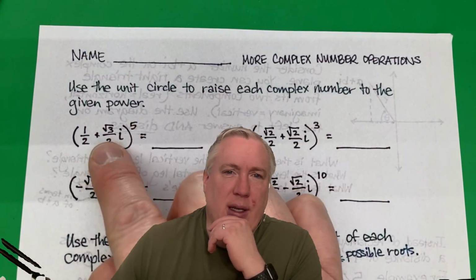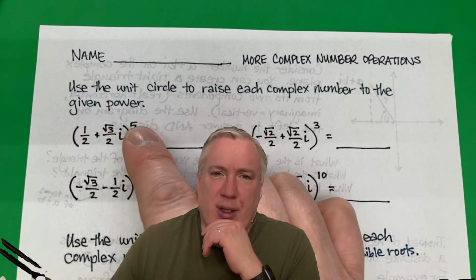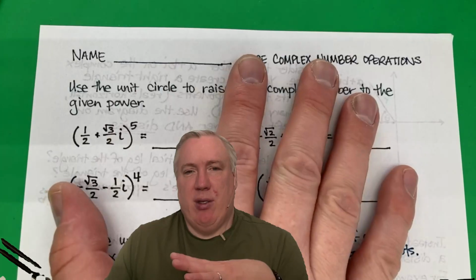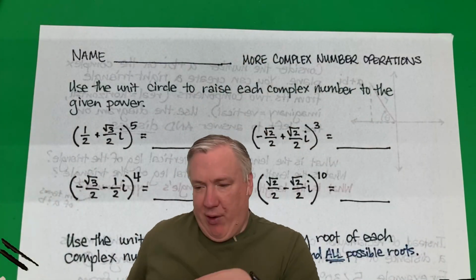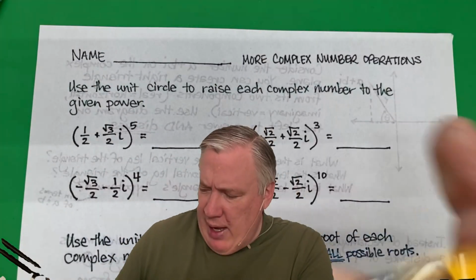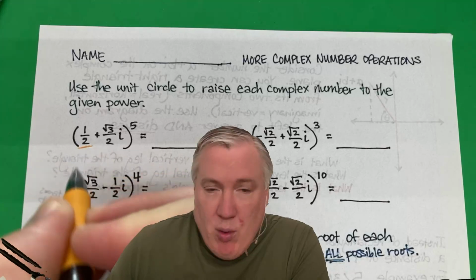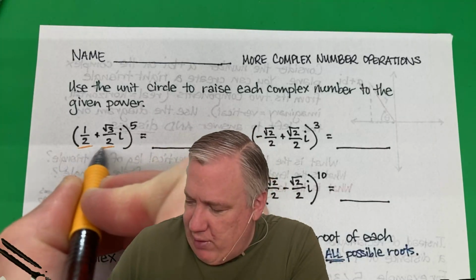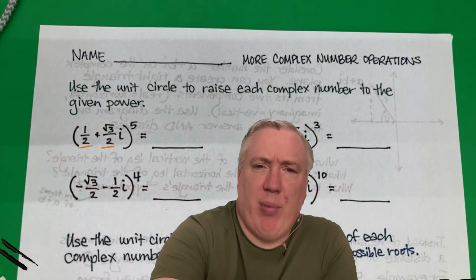So it has a complex number, and there's an exponent. And so the reason why it says use a unit circle is, I'll show you. First, let's just flag what numbers we see here. We see 1/2 and the square root of 3 over 2i. Those are the two parts of that complex number.